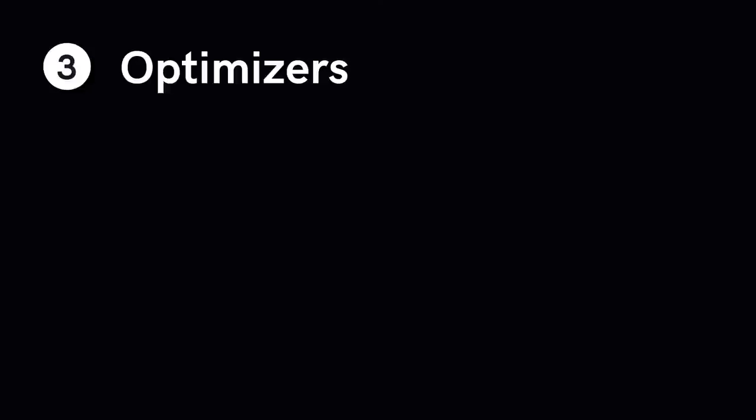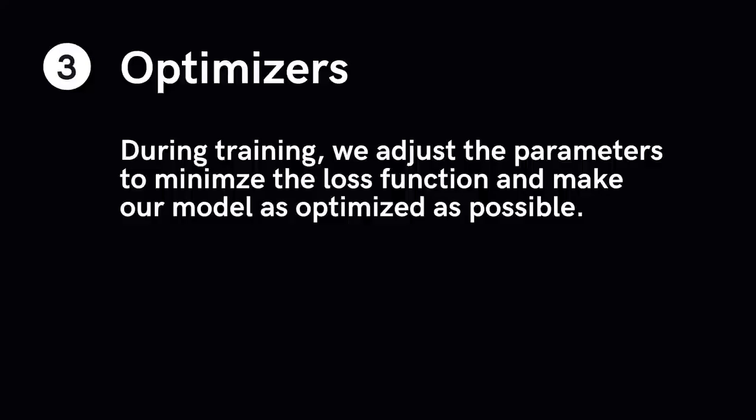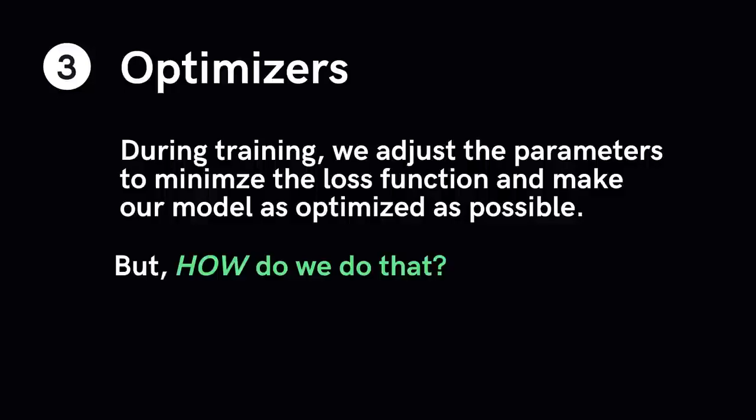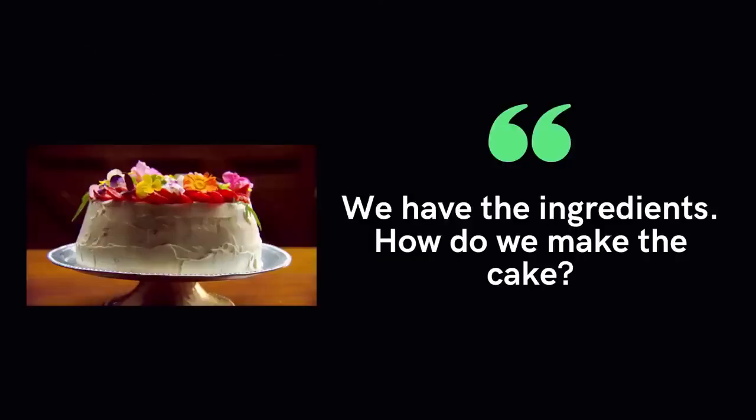In the previous section, we dealt with loss functions, which are mathematical ways of measuring how wrong predictions made by a neural network are. During the training process, we tweak and change the parameters or the weights of the model to try and minimize that loss function and make our predictions as correct and optimized as possible. But how exactly do you do that? How do you change the parameters of your model, by how much and when? We have the ingredients, how do we make the cake? This is where optimizers come in.